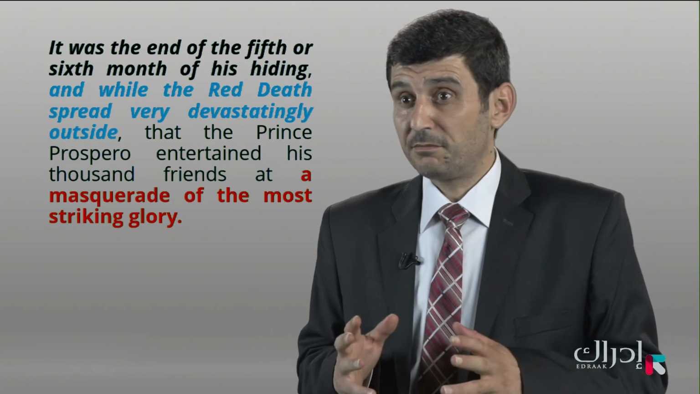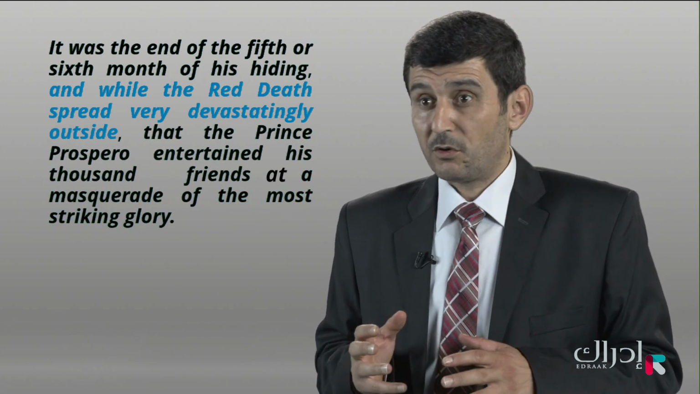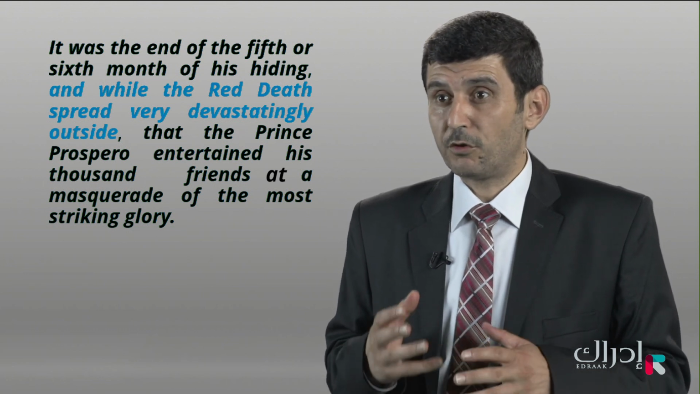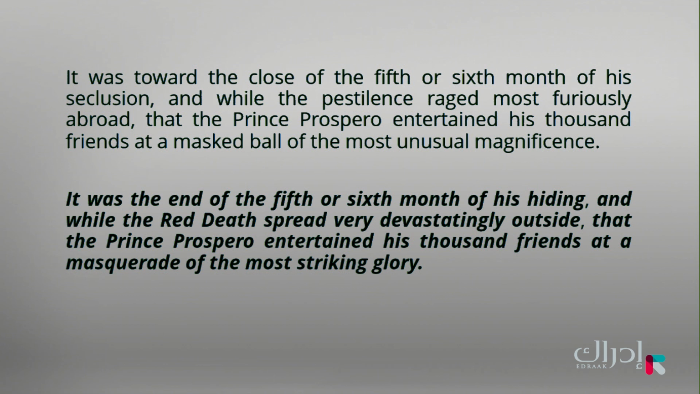We either keep the original phrase, a masked ball, or use a masquerade, since the meaning here is basic or specific. Then, the phrase the most unusual can either be kept or you can replace it by the most striking or exceptional. And magnificence means greatness or glory. The resultant paraphrase then can be that the Prince Prospero entertained his 1,000 friends at a masquerade of the most striking glory. Now we compare the original text with the paraphrase.